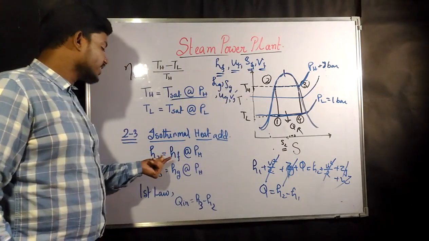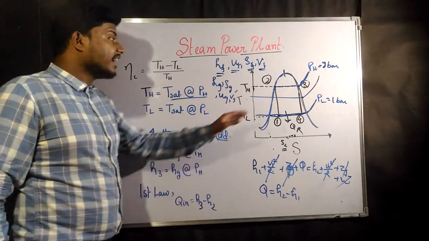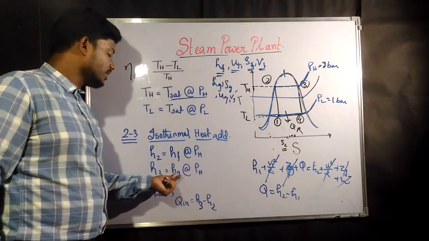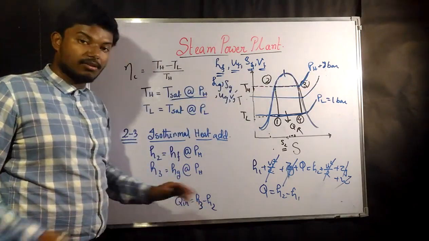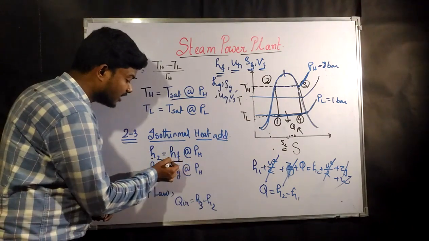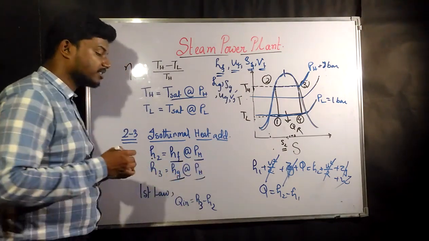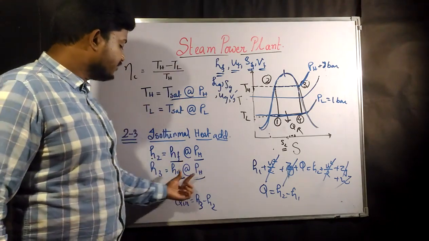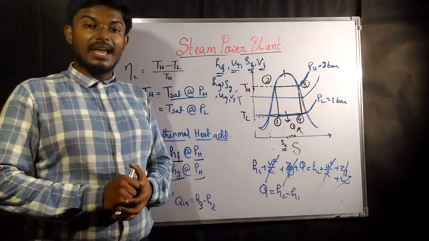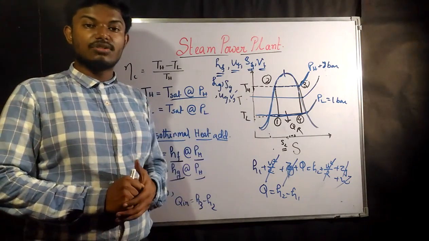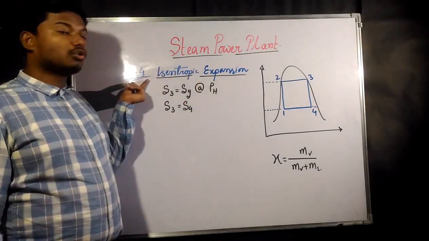So H2 is what? H2 is nothing but the enthalpy of the fluid at high pressure, and H3 is the enthalpy of the gas at the same high pressure. That means H2 is the enthalpy of the fluid at high pressure, and H3 is the enthalpy of the gas at high pressure. Now if you take the difference of this, it is going to give you the amount of heat addition in that isothermal process.